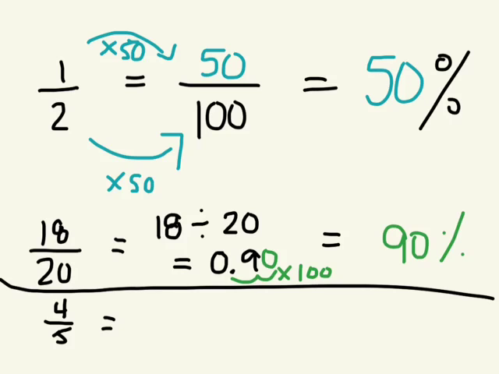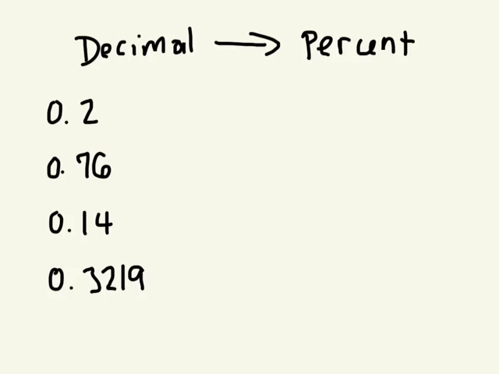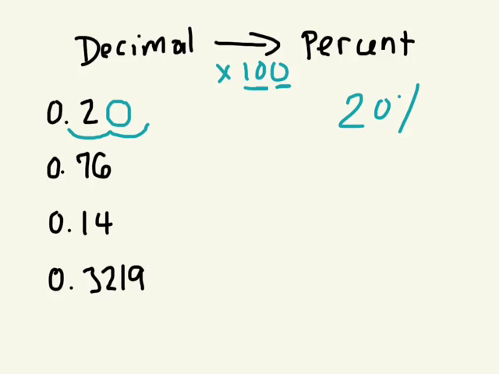Last one, 4 out of 5. What percent is that? Yep. Can't hear you. What is that as an equivalent fraction? 8 over 10 or 80 over 100. Either of these work. Good. We convert from a decimal into a percent. We just did this. Multiply by 100 or move the decimal to the right. Can I just put a 0 here? Yes. 20%.